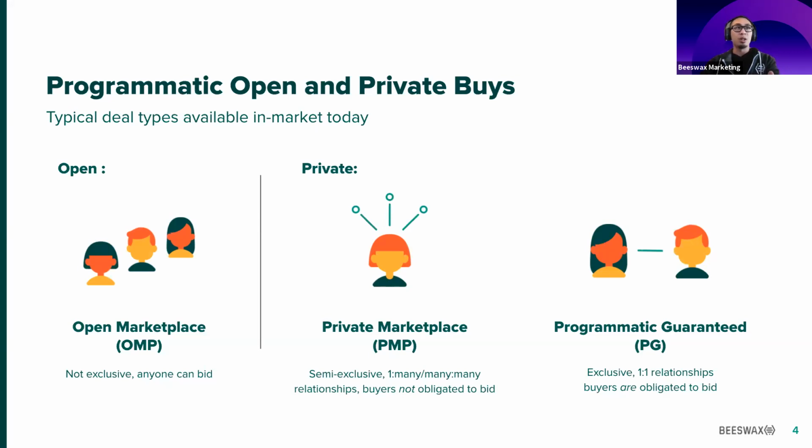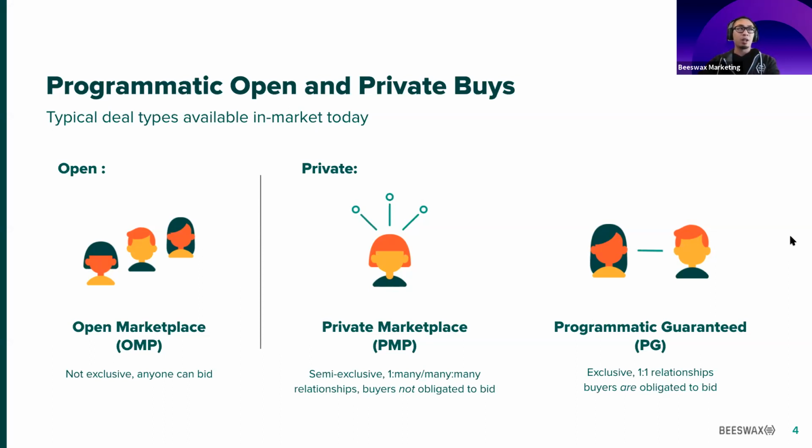So with regard to private deals, really the difference between open and private buys is the deal ID. If you're not familiar with it, the deal ID is just a number that functionally acts as your auction ticket, right? Like the entry admission ticket to a private auction. So with regard to the private deal types that we'll be talking about today, the two are your private marketplace as well as programmatic guaranteed deals.